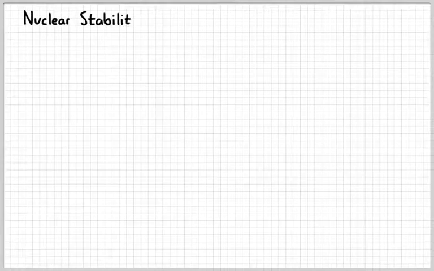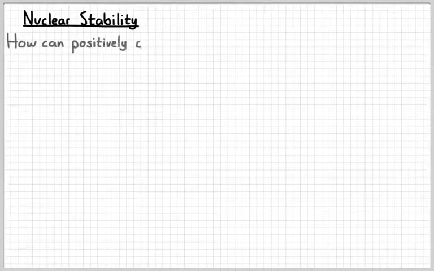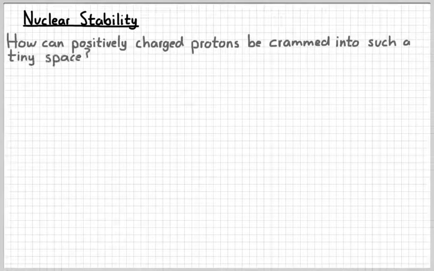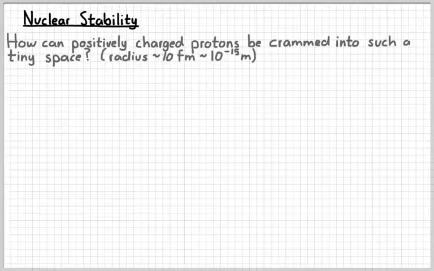Okay, let's talk a little bit about nuclear stability. Because at some point in your life, when you were in chemistry, maybe even when you were in physics and you started learning about Coulomb's law, you might ask yourself, how in the heck can you cram a bunch of positively charged protons into such a very tiny space? How tiny? Well, the radius of a nucleus is approximately, depending on how big of a nucleus it is, 10 to the negative fifth meters, which we might refer to as a femtometer.